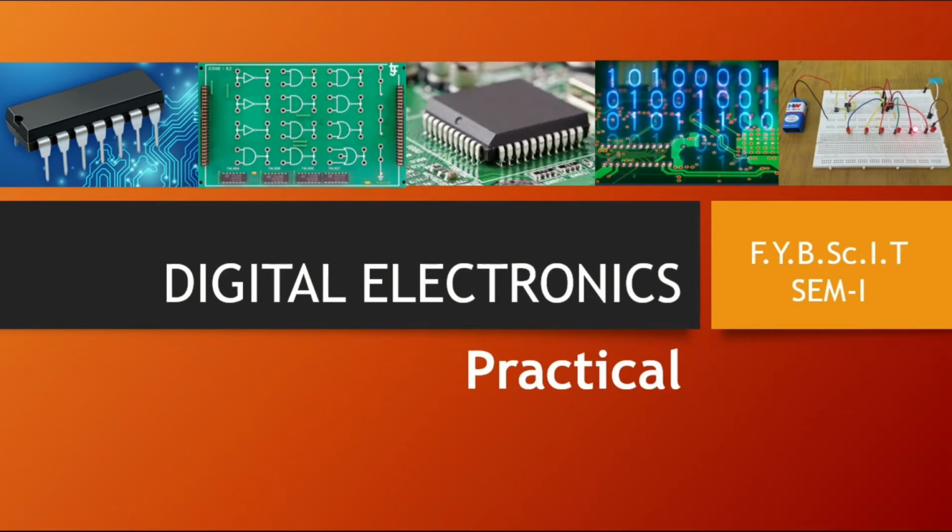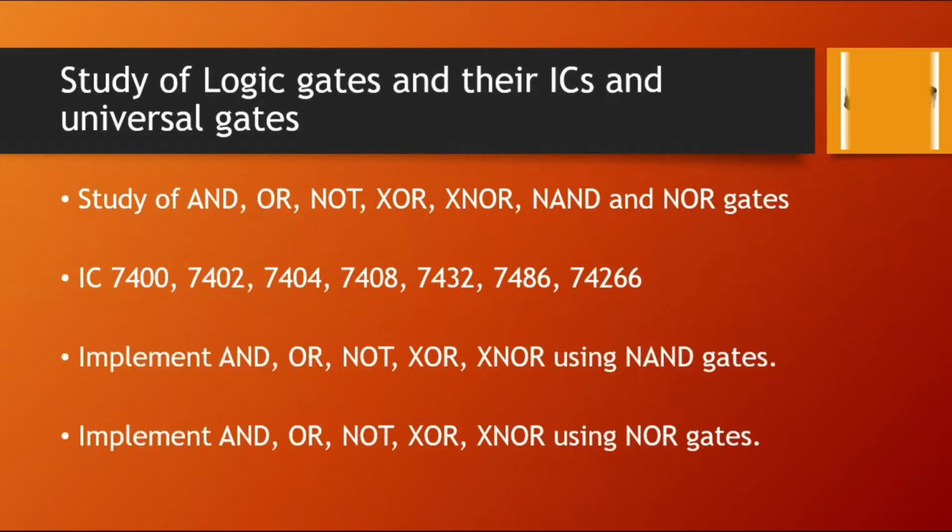So here we are going to discuss the basic logic gates and their ICs and how to interface these ICs. The first practical is about the study of logic gates, their ICs and the universal gate. The logic gates are AND, OR, NOT as they are written here. Amongst them, there are some basic gates and then there are some combinational gates. These are the IC numbers used for the AND gate, OR gate, etc. We are going to implement these gates on a breadboard in terms of circuit.